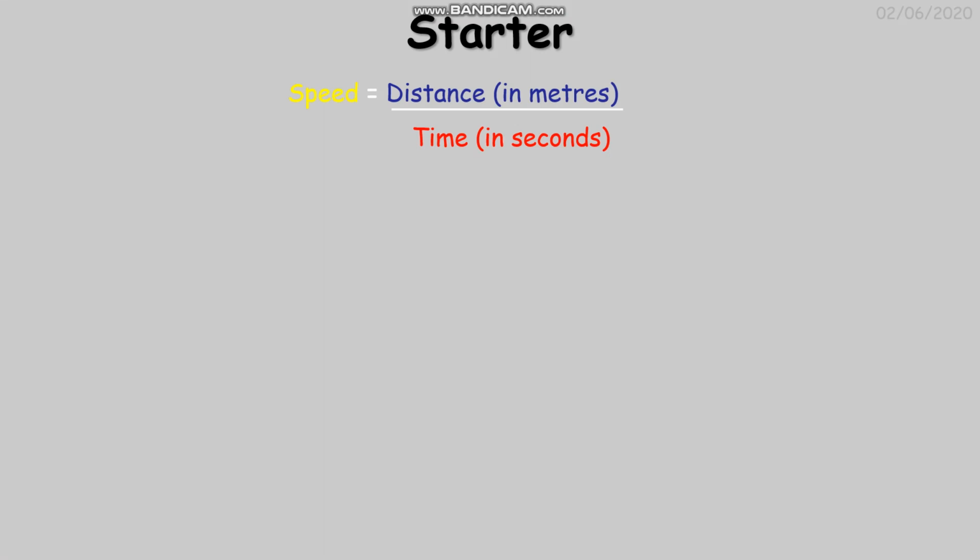Before we get going with today's lesson, just a quick recap of what we did last lesson. We're looking at how to calculate speed and velocity. Speed is the distance divided by the time taken, whereas velocity is the displacement divided by the time taken. Displacement being a distance travelled in a straight line in a given direction.